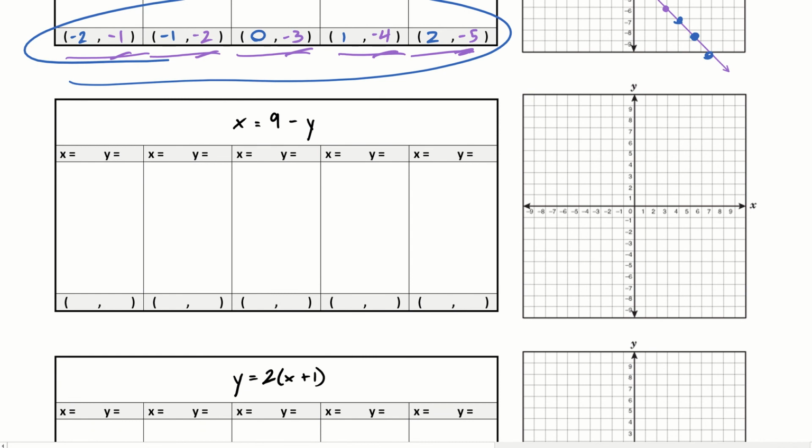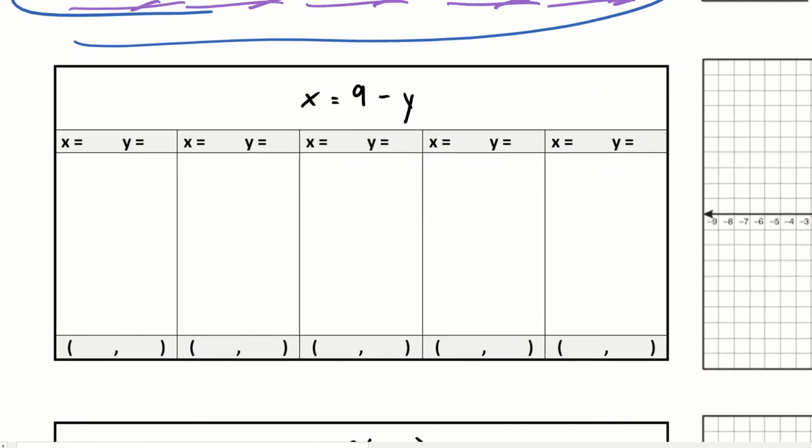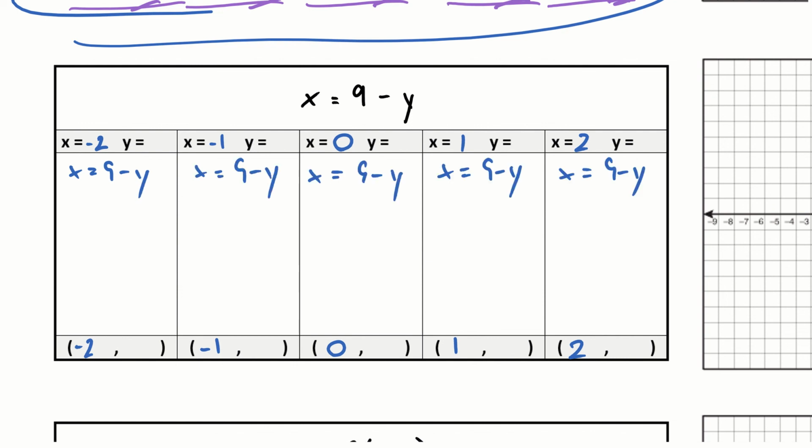x is equal to 9 minus y. All right, so let's do our calculations first. Once again, I repeat, you can select any input value you want, anything in the domain, but I recommend for the start, use negative 2, negative 1, 0, 1, and 2. 2 negatives, negative 1, negative 2, a neutral number 0, and 2 positives, 1 and 2. And we're going to use x is equal to 9 minus y for every single calculation.